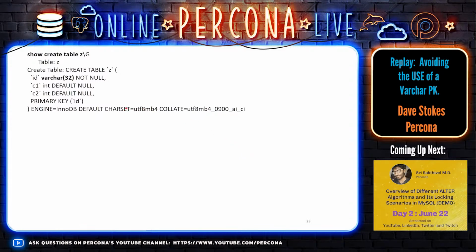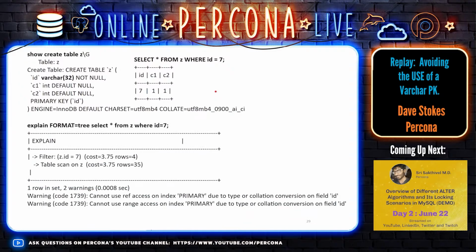So just to show off, create table Z. We have an ID that's now varchar 32, and we made it not null. Put in some data, and we run a summary query, select star from Z where ID equals 7, and we actually go out and get the record. And if you're just playing around, not looking at explain, you're probably happy with that. I mean, it seems to work. Only when you start scaling up do you realize you've got problems.